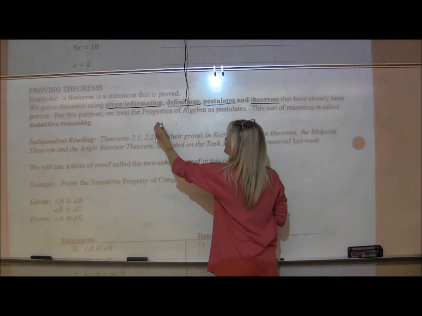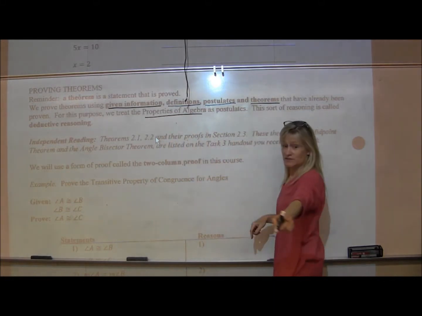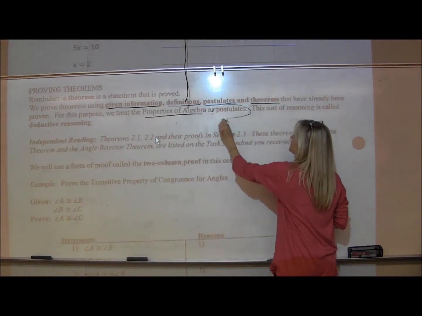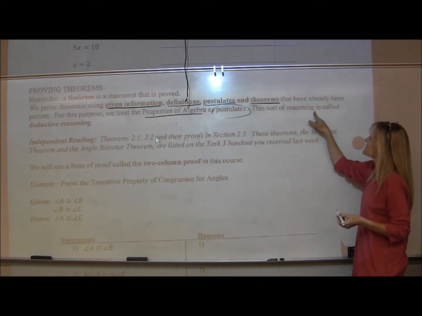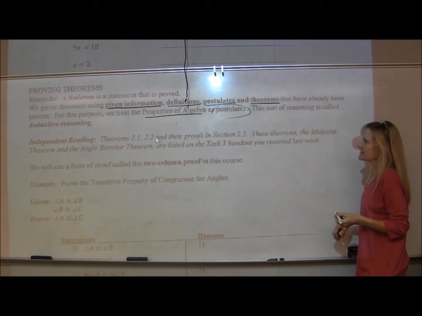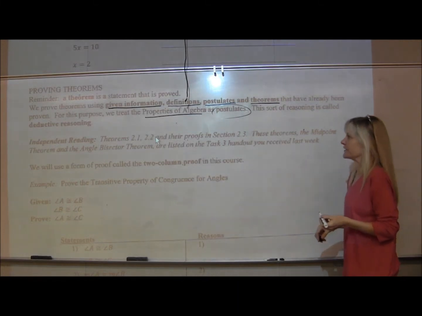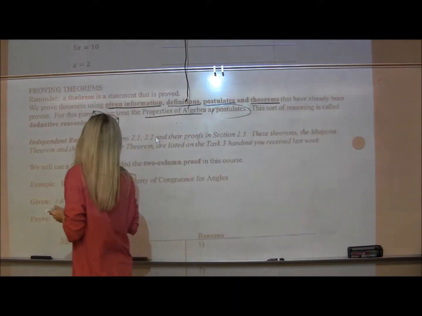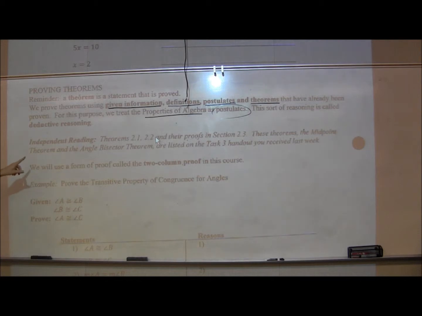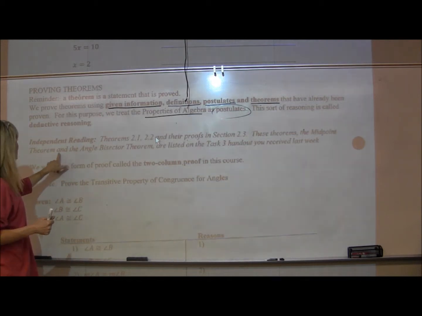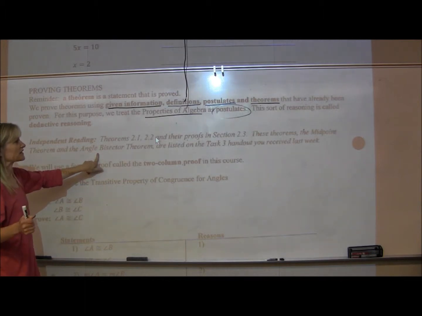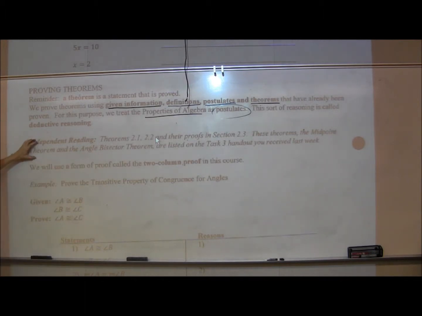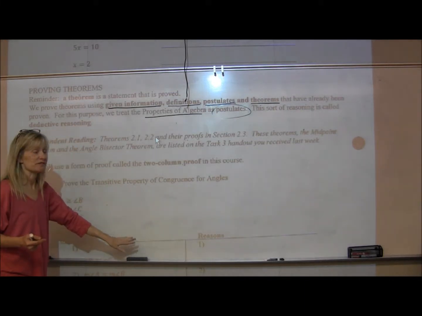And for this purpose, we can treat the properties of algebra, so the things on that list, as postulates, so that we can accept them without proof. This sort of reasoning is called deductive reasoning, kind of like what Sherlock Holmes does. Now, independent reading. There are two theorems, the midpoint theorem and the angle bisector theorem. Make sure you look at them now.